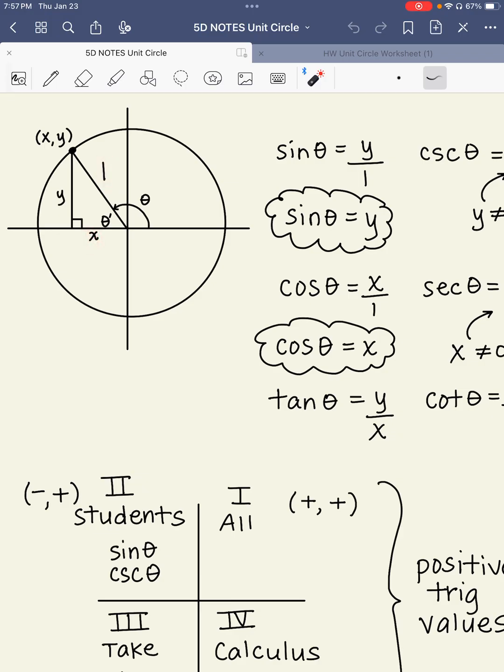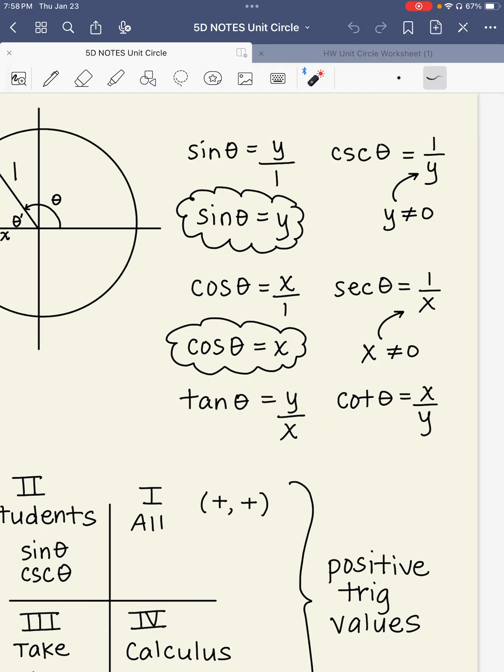So if I'm looking at this angle here, y is opposite, x is adjacent, and 1 is my hypotenuse. So if I want to find the sine of theta, I'm going to do opposite over hypotenuse, which is y divided by 1, or in other words, just y. If I want to find the cosine of the angle, I'm going to do adjacent over hypotenuse, which is just x over 1. But x divided by 1 is simply x. Tangent is opposite over adjacent, so y over x.